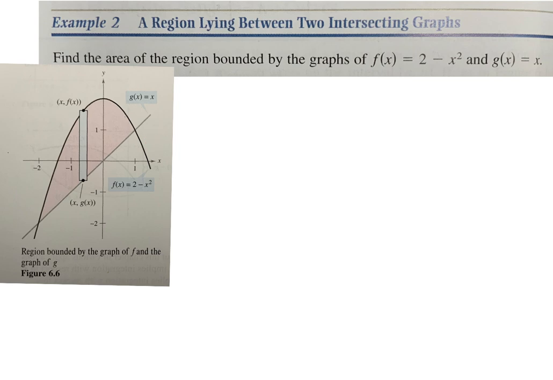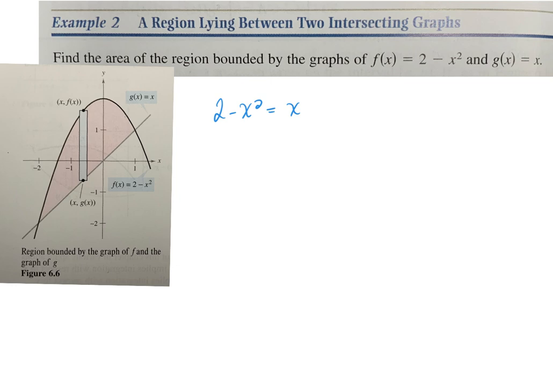So how do I find where they intersect? Well, that is the place where they are equal. Anytime two graphs intersect, the xy value at that point is the same, right? So in order to figure out where they're equal, we set them equal to each other and solve. As simple as that. We're going to take my 2 minus x squared, set it equal to x, and then we're going to solve.